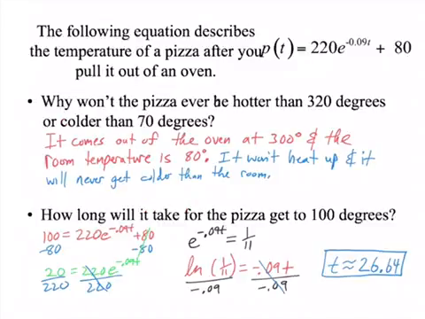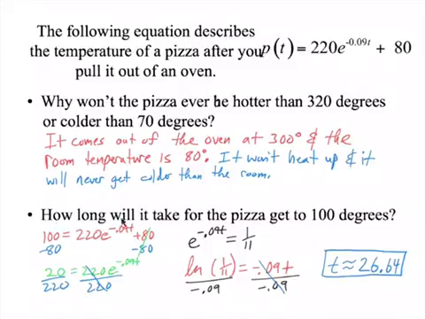So for the next problem, why won't the pizza ever be hotter than 320 degrees or colder than 70 degrees? Well, basically because when it comes out of the oven it is 300 degrees, and if the room temperature is 80 degrees, how are you going to get below the room temperature, and how are you going to get above what you take it out of the oven at? It won't keep going up in temperature. So you have to stay between these two numbers, and both of these are outside of that logical domain. Remember, this is an asymptote, so you can't get below the asymptote. And this is your initial time, so you can't get above the initial temperature at the initial time.